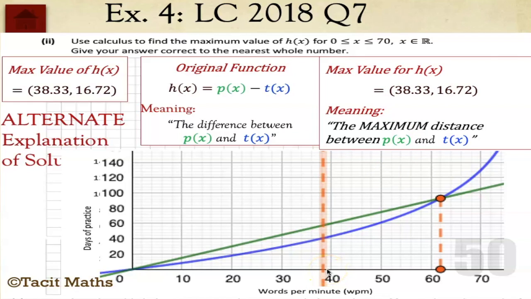Now the question is, and this is where it gets very interesting, what does the 16.72 refer to? Because it's not the number of days. Well, interestingly, the 16.72 refers to how inaccurate it is. So that's the maximum difference, the maximum difference between the true value and the approximation.